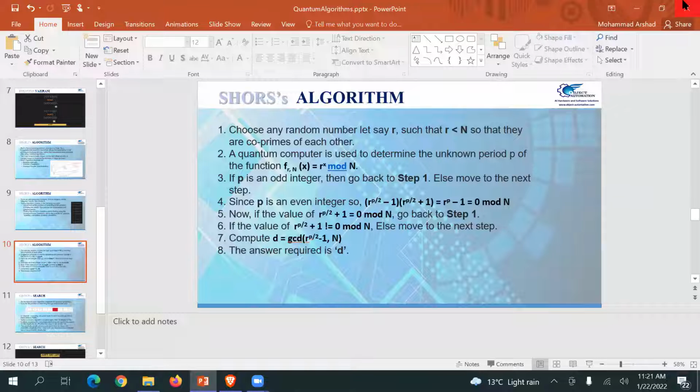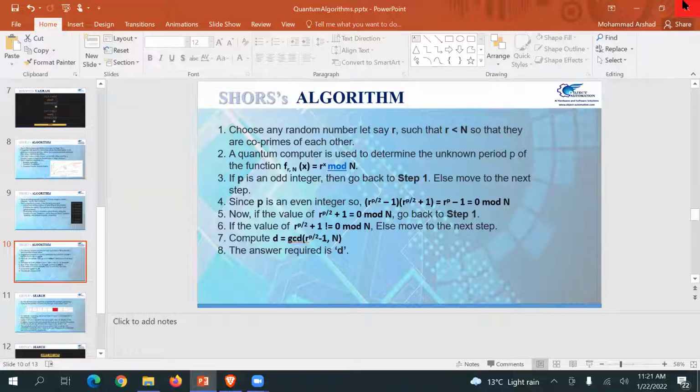The quantum computer is used to determine an unknown period. So we have to find a period, right? The period is such that the function of r and n, r to the power of x mod n, gives P, and we have to find this modulus for all the integers. If P is an odd integer, then we have to go back to the first step.